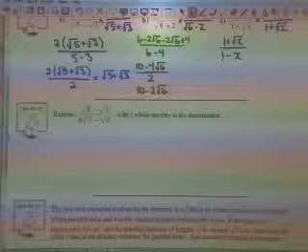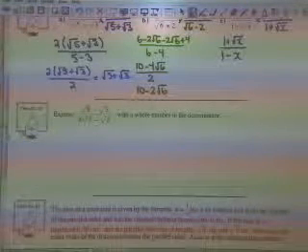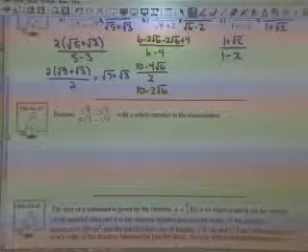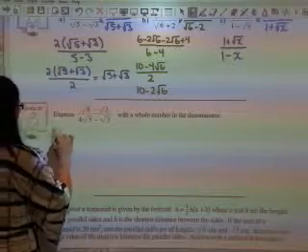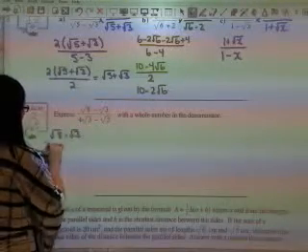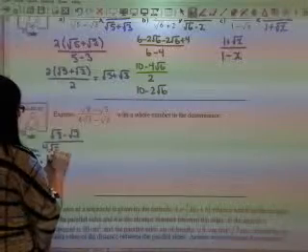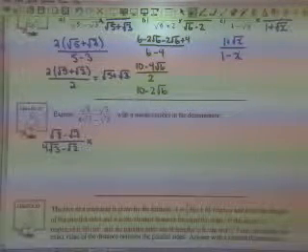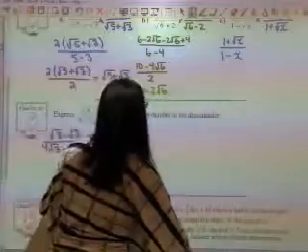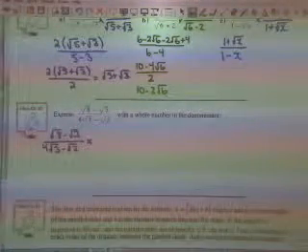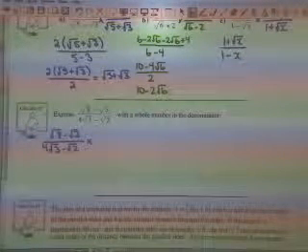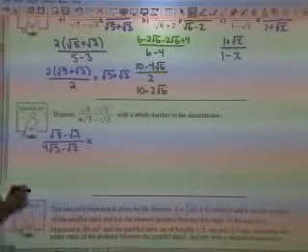So class example number 2 says express the following with a whole number in the denominator. So I have root 8 minus root 3 over 4 root 3 minus root 2. A whole number in the denominator is just another way of saying rationalize the denominator. So if I rationalize the denominator, what would I multiply the top and the bottom by? 4 root 3 plus root 2. Yep.